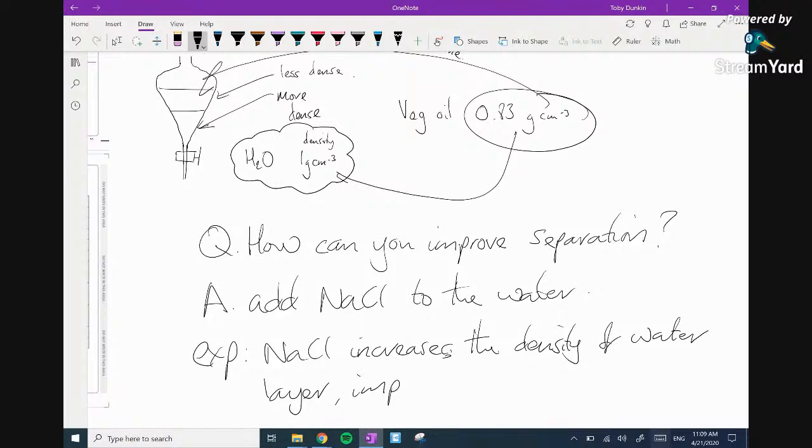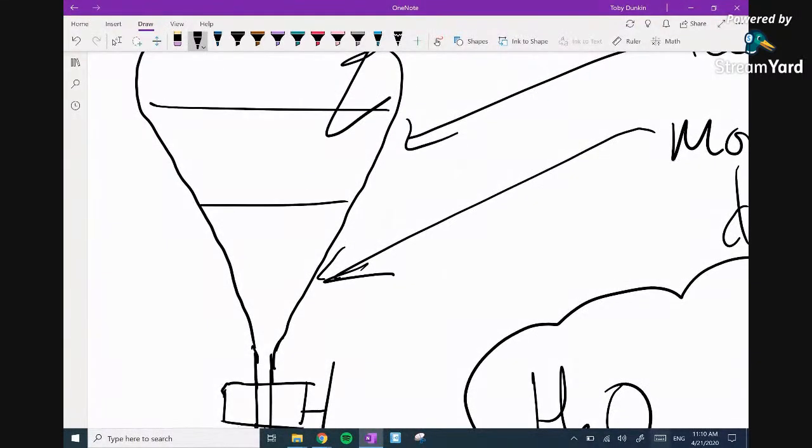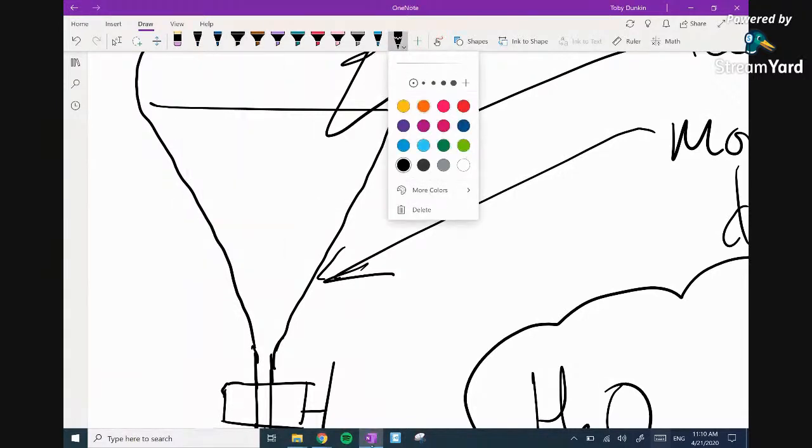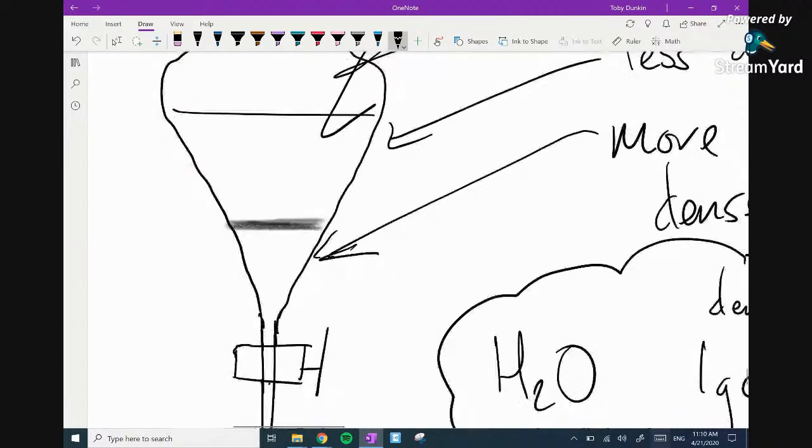You get less of a blurry line. Whenever you actually get this, the actual line is not solid. It's kind of, this is where I need a, hang on, I've got an idea. It's kind of blurry, like this. Yeah, like that. That would be the separation layer.